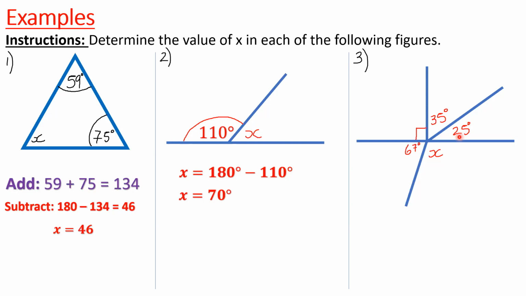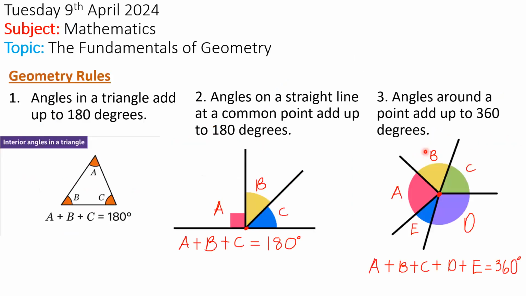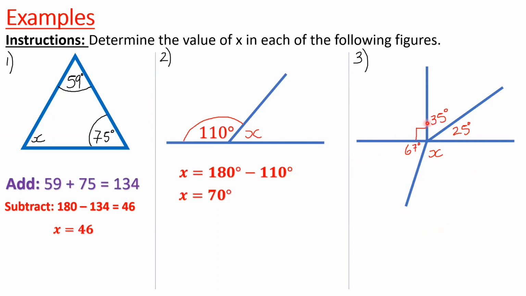What does the rule tell us? Angles around a point add up to 360 degrees. Very good. The rule tells us that angles around a point add up to 360 degrees, right? So what does that mean? That means that these angles are going to add up all together to give us 360 degrees. So the first thing that we must do is we must add. So let's set that up.